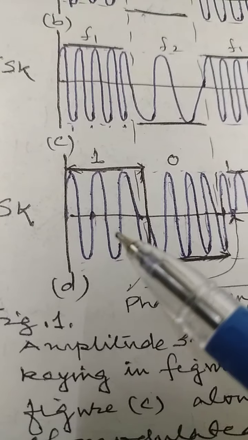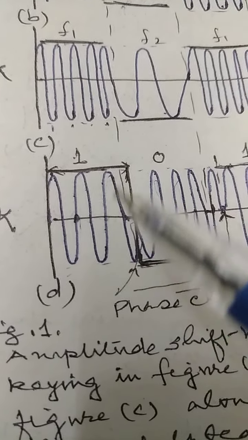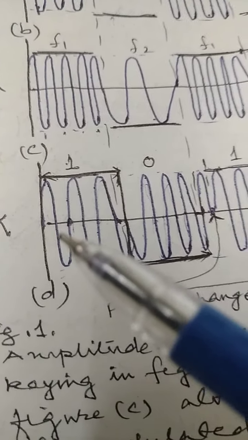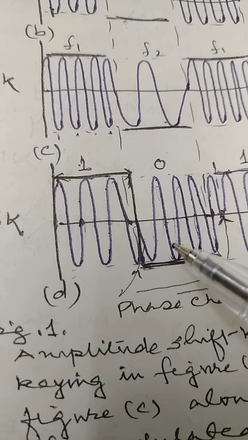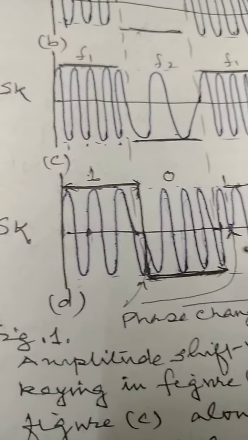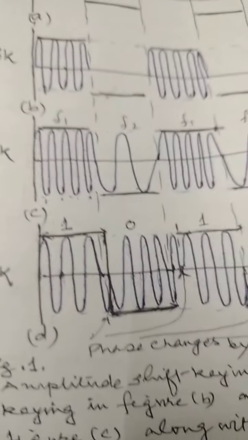This is also known as BPSK, binary phase shift keying, because these binary signals are represented by two phases. One is 0 degree phase shift and another is 180 degree phase shift. That's why this is also known as BPSK. And this is for the purpose of understanding. Now we'll see the generator of this important modulation.